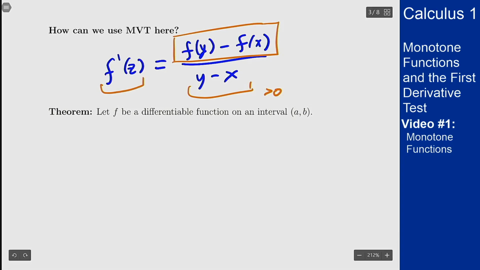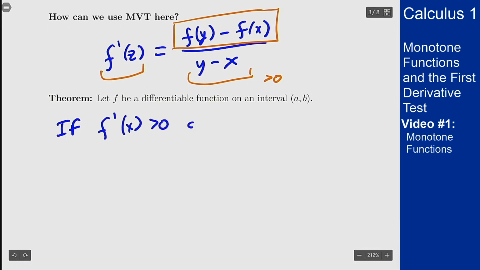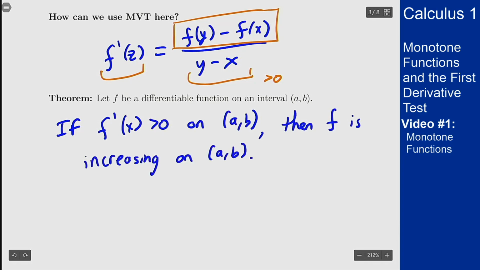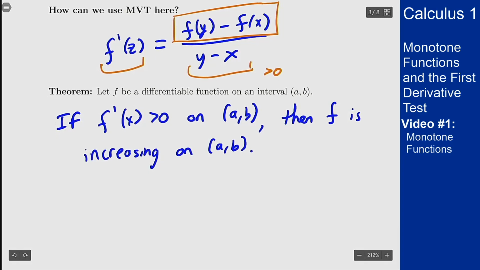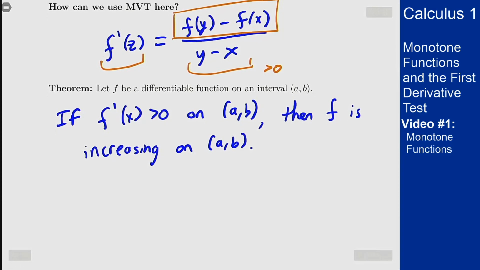The result we really get is the following. Let f be a differentiable function on an interval from a to b. Then, if f prime of x is positive on this interval, then f is increasing on that interval. On the other hand, if the derivative is always negative, then the function is decreasing.